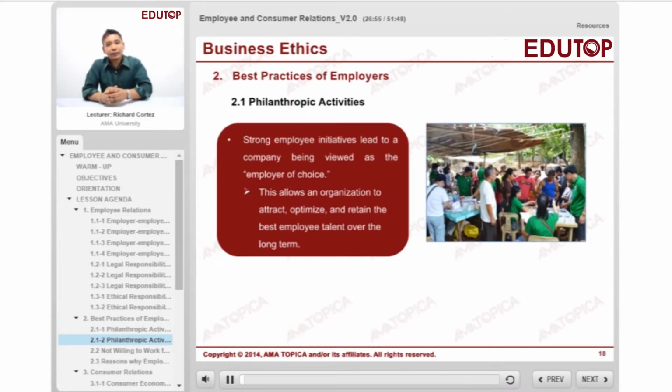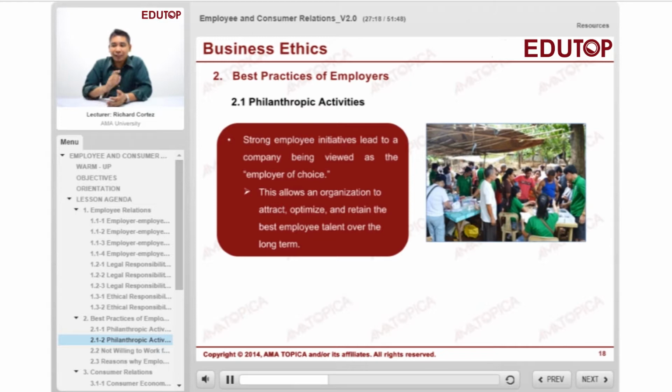So with philanthropic activities, strong employee initiatives lead to a company being viewed as the employer of choice. If I am the employee, I want to work in a company where I know that the company is doing volunteerism work. I know that the company is very ethical and very socially responsible. I want to work in that company. So that is my employer of choice.